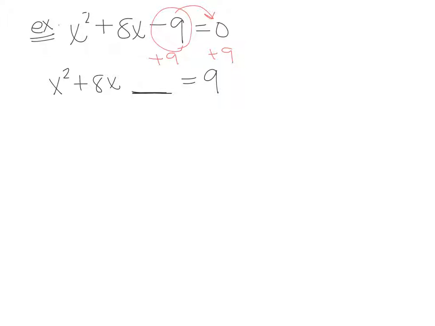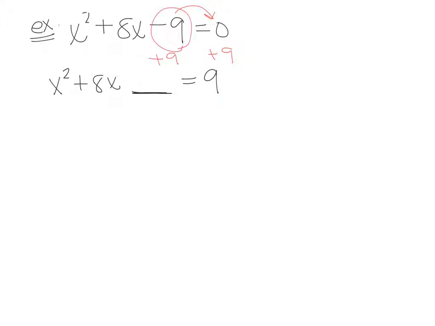So step 1, move all my variables to the left. They're all on the left side. Step 2, move all my constants to the right. They're on the right side. Step 3, complete the square of the left. So I'm going to look at my left side. I'm going to complete the square. So let's review. How do I complete the square? I take half of my middle term, and then I square it. So it's half of my middle term. So my middle term is 8.